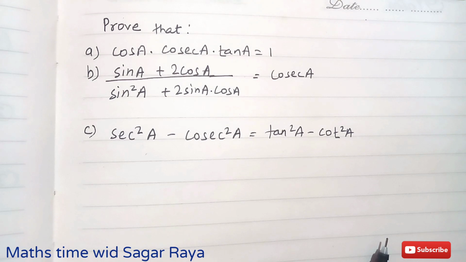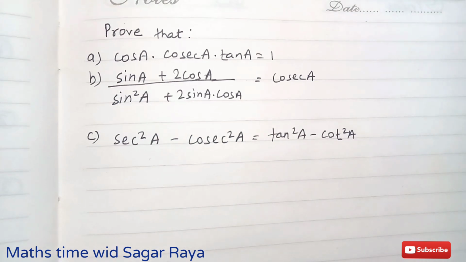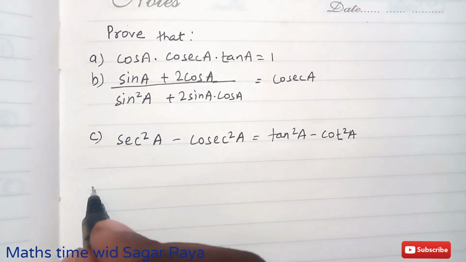Now without any delay, let's go through the questions. On the screen you can see 3 questions. These are the basic or simple type of proofs which I am going to solve. So let's start from question number A.